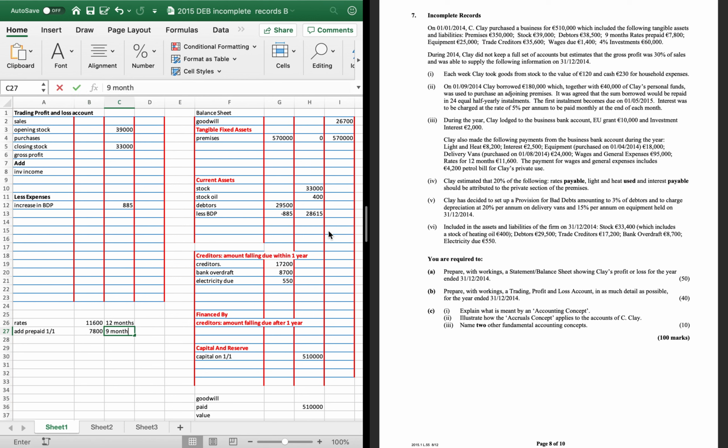So that's equal to 9 months, okay? If there's 9 months prepaid at the start of the year, there has to be the same amount of months prepaid at the end of the year. So that's also 9 months. So in this case, it's going to be 9/12 of 11.6, which is 8,700. So the rates then are 10.7. Before I go any further, I'll put in that rates prepaid of 8.7.